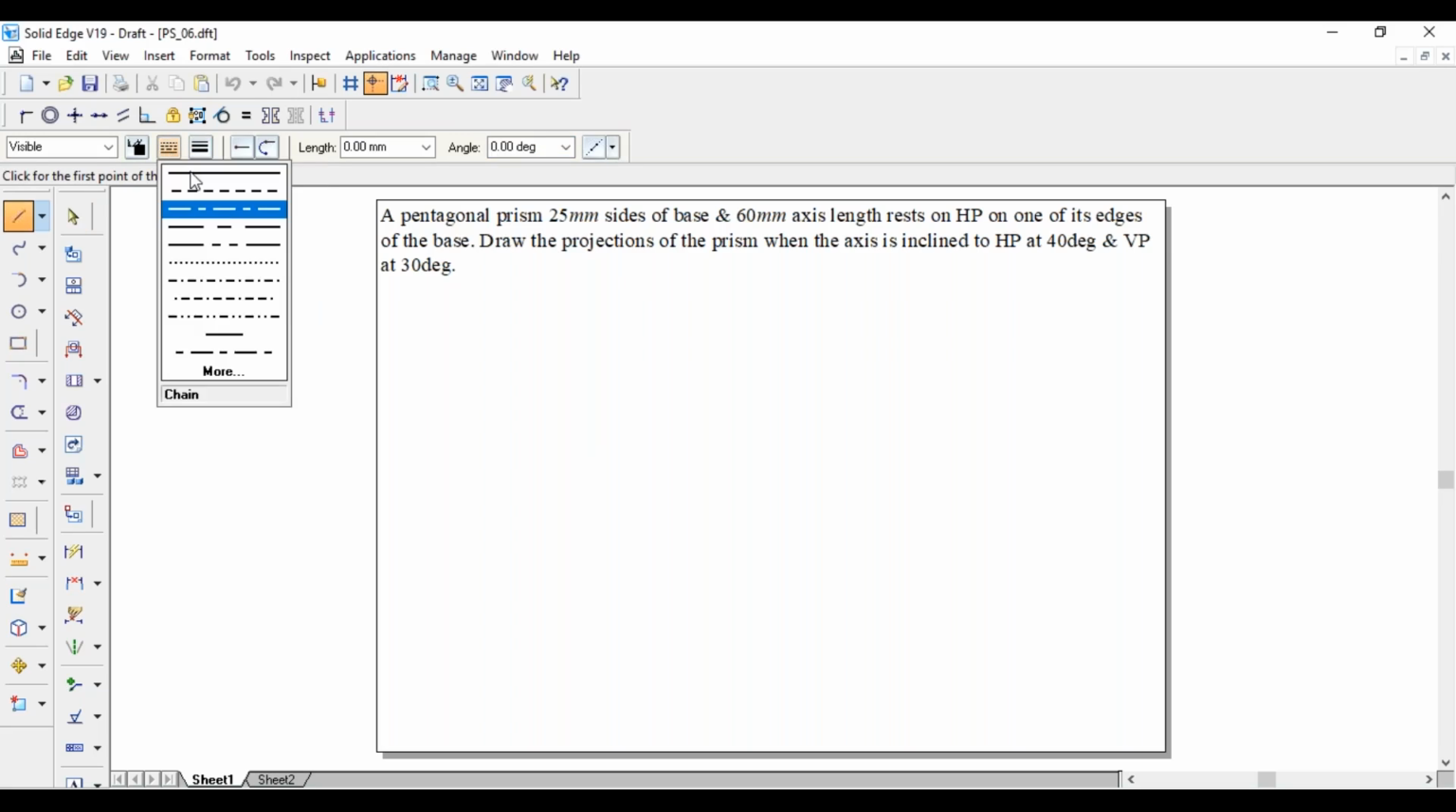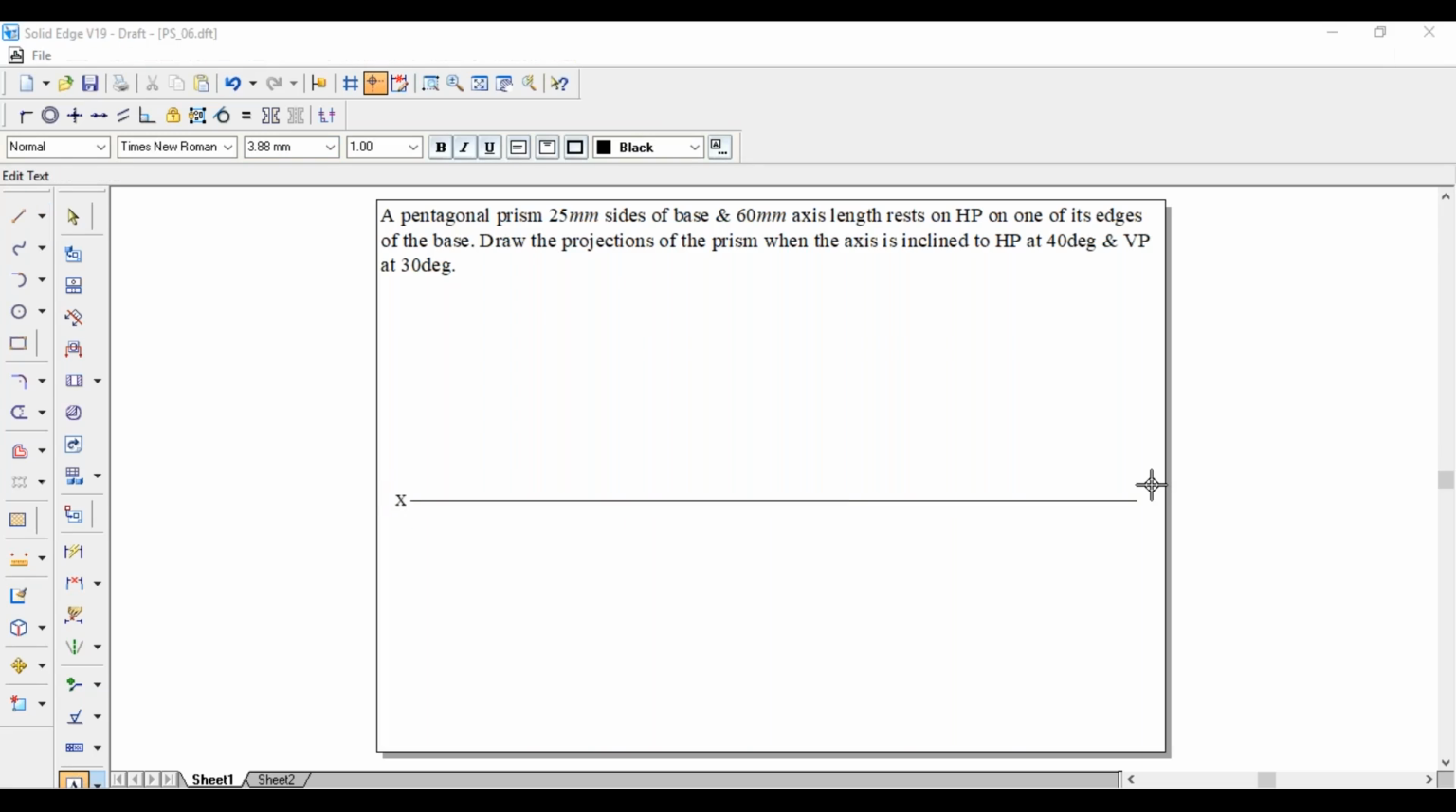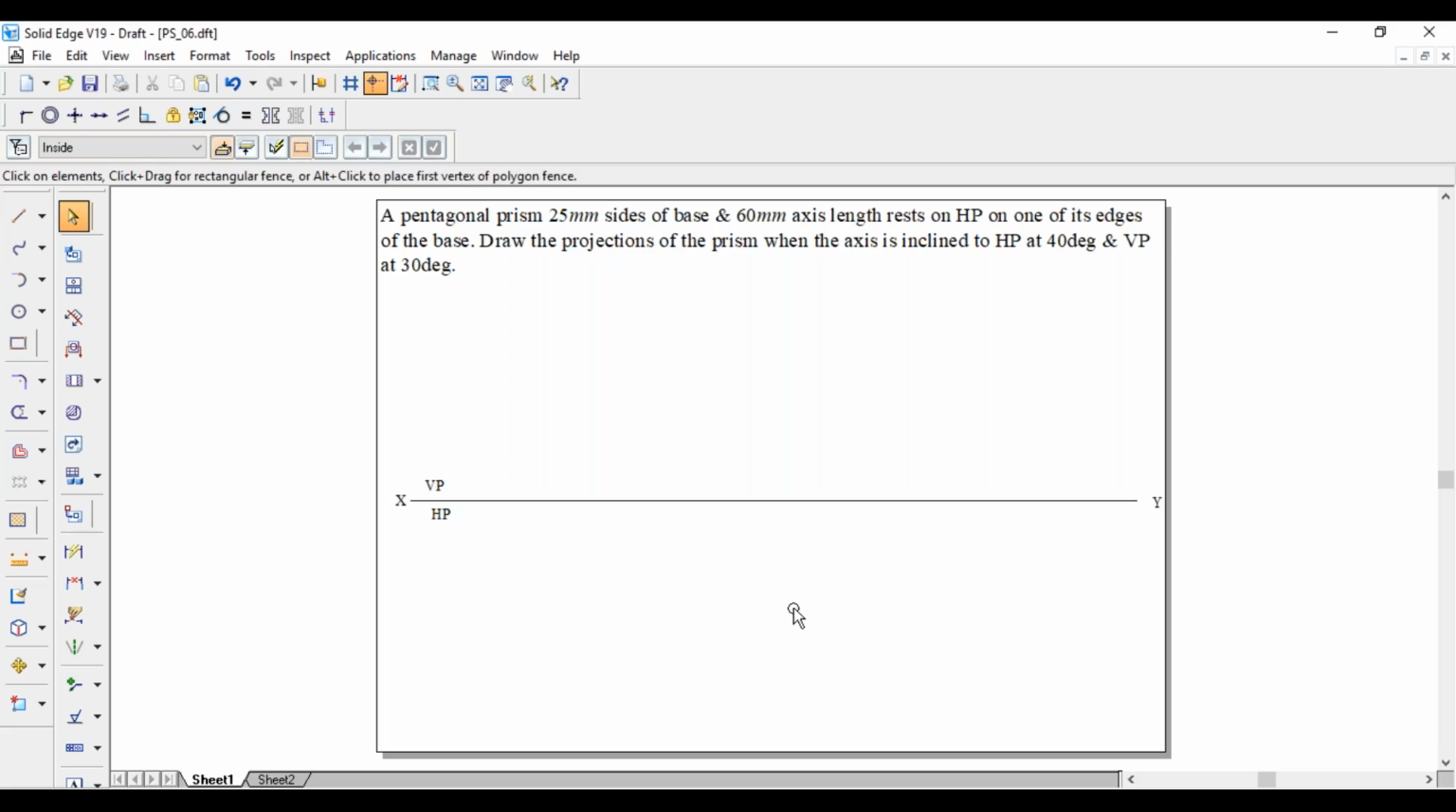Draw horizontal line. Name it as X, Y. VP, HP. Now, construct a pentagonal prism in HP in such a way that edge of the prism should be towards right side.